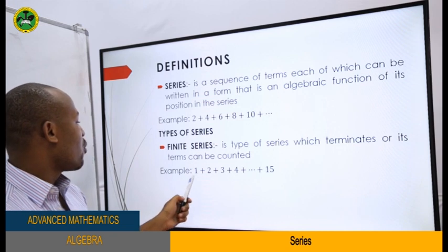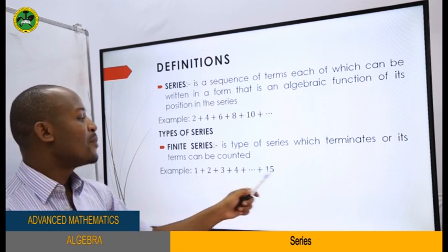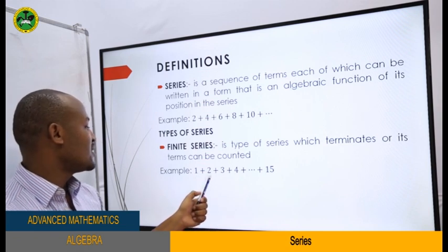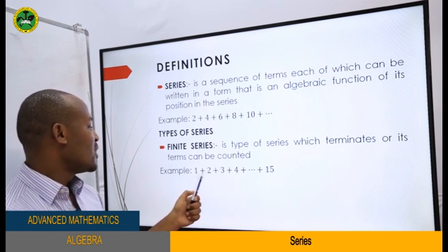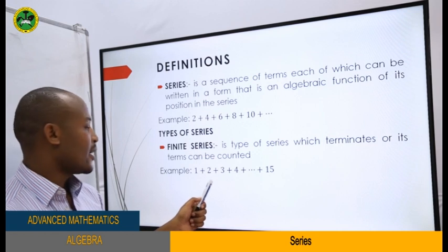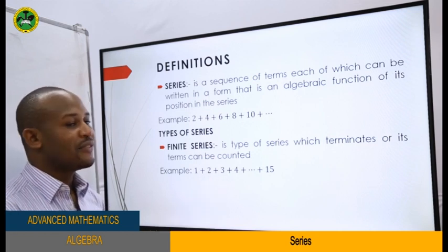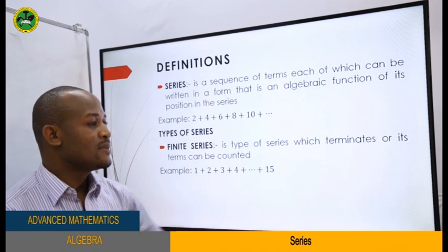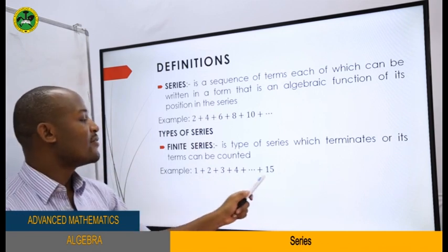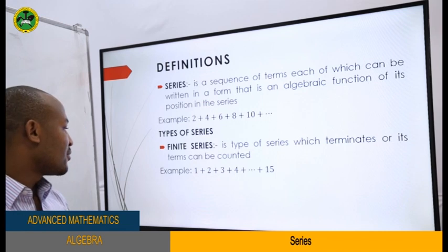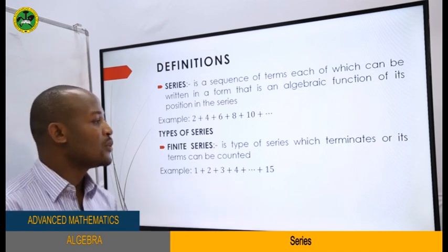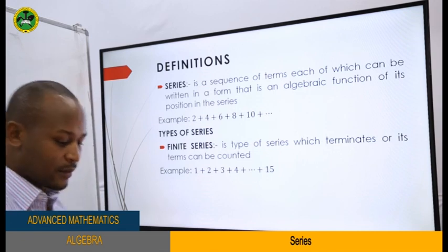For example, we have 1, 2, 3, 4, up to 15. And if you look carefully there, you will see the difference is 1. From 1 to 2, the difference is 1, and from 2 to 3, the difference is 1. That means if we list down these terms, we'll end up having 15 terms. So a finite series is a type of series in which the terms can be counted.